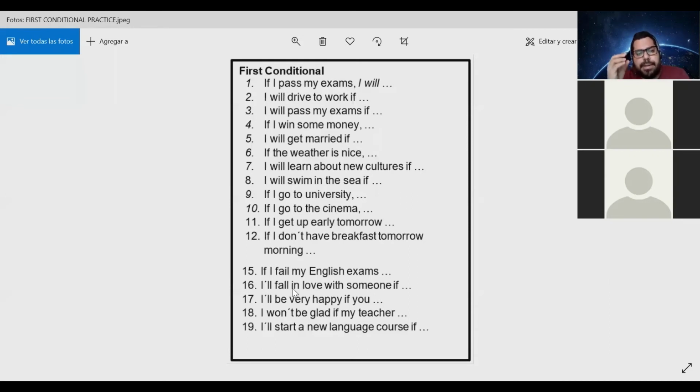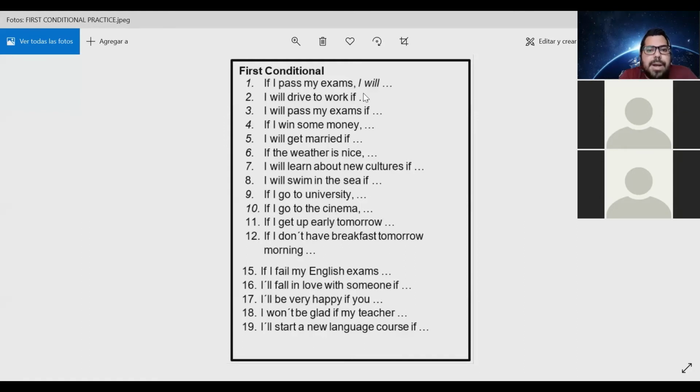Okay, guys, recuerden, para hablar de una situación en donde tenemos una condición para que algo suceda. Vean qué interesante. For example, if I pass my exams, comma, ¿qué es algo posible que suceda? Something for sure that will happen. I will receive a new computer. I don't know. I will be happy. I don't know. You have to complete the sentences.